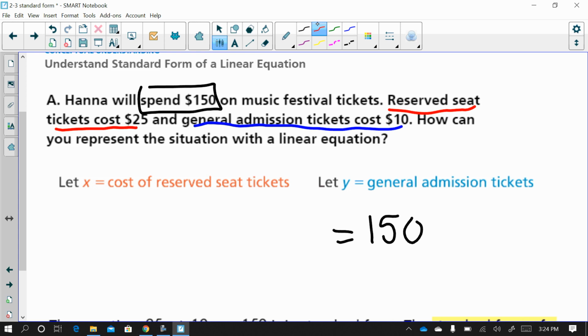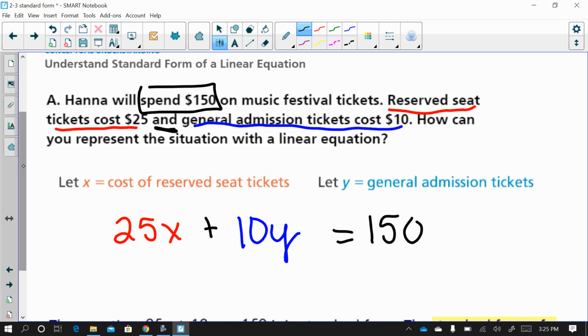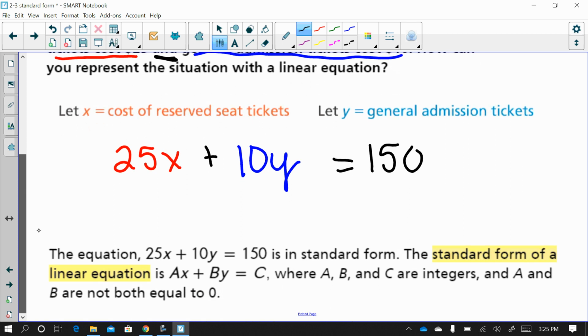Now, what do we know about X? Well, reserved tickets, that's X. They cost 25. How can I represent that? 25X. And I'm going to buy these general admission tickets. Do I know anything about general admission? Well, they cost 10, so we're going to say 10Y. And the "and" right here tells me I'm adding these together. So the equation 25x plus 10y equals 150 is in standard form.